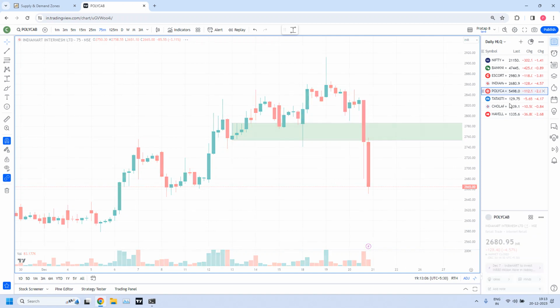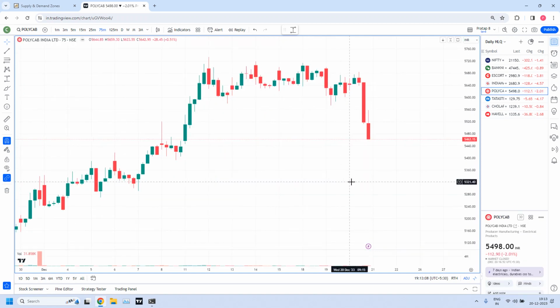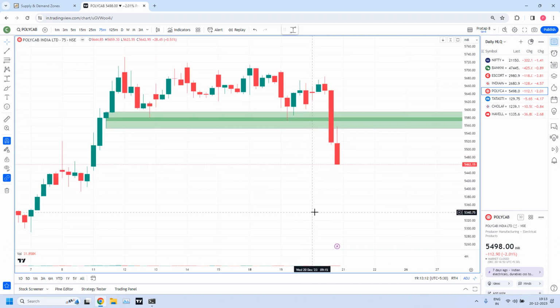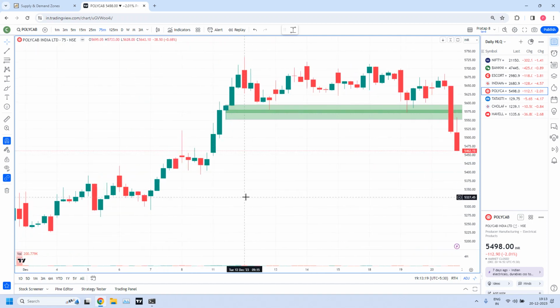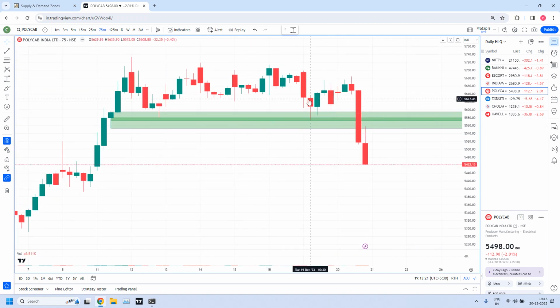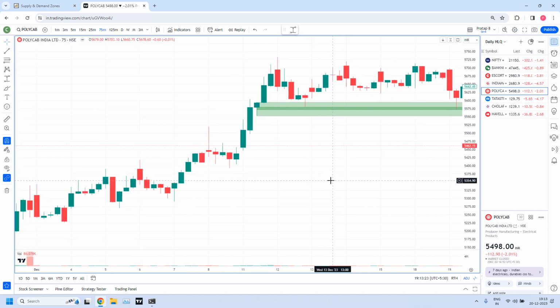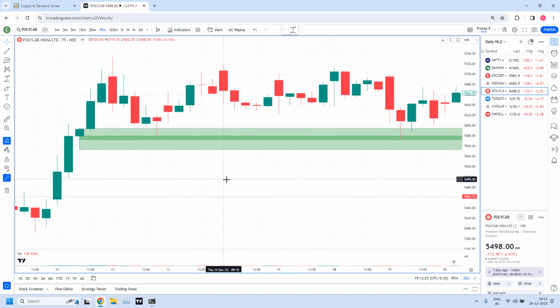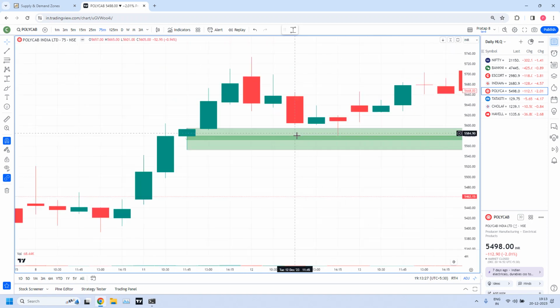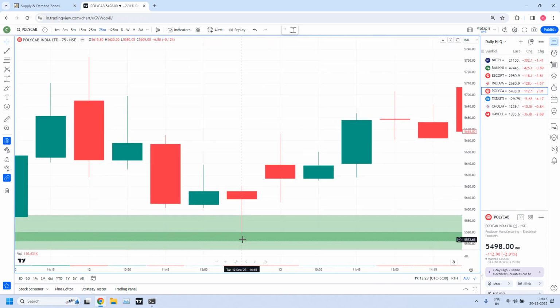And the next one is Polycab. So why did it fail? This is a high liquidity zone, already fine-tuned. Previously we got an entry in this stock. The reason why it failed is very simple. The reason: previously it was already tested.